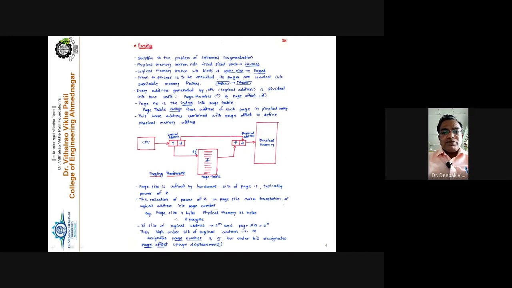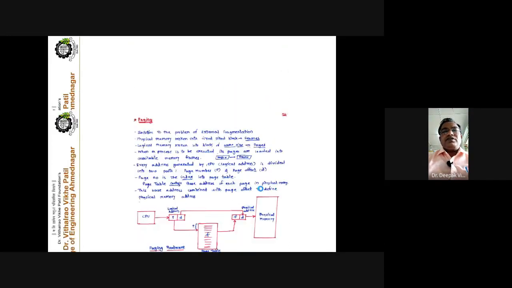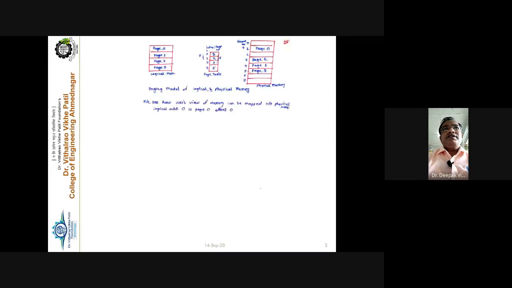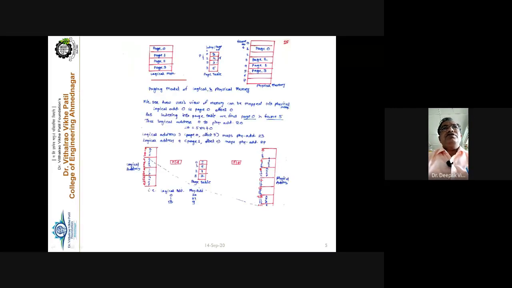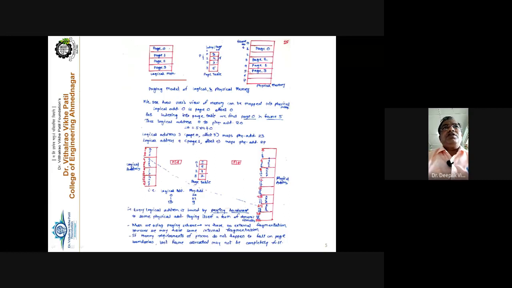So with the help of this page table, we are mapping the logical address, or the virtual address, into the actual physical address. That also we have seen here. For example, this is process P1, and all the pages 0, 1, 2, 3 are loaded inside the corresponding frames with the help of this page table. It gives you the frame number of each and every page.